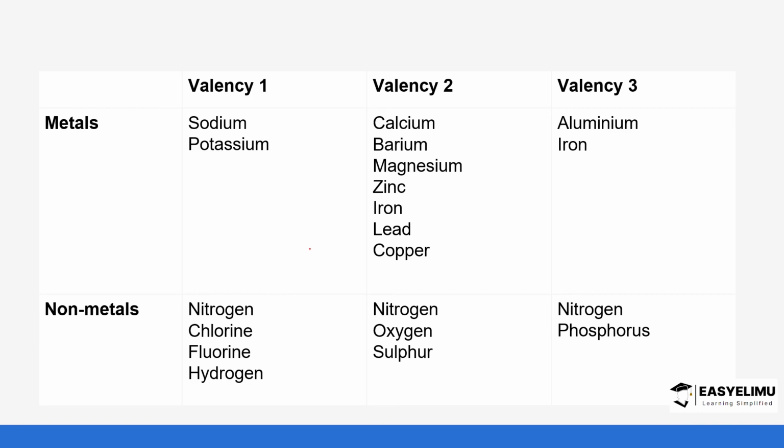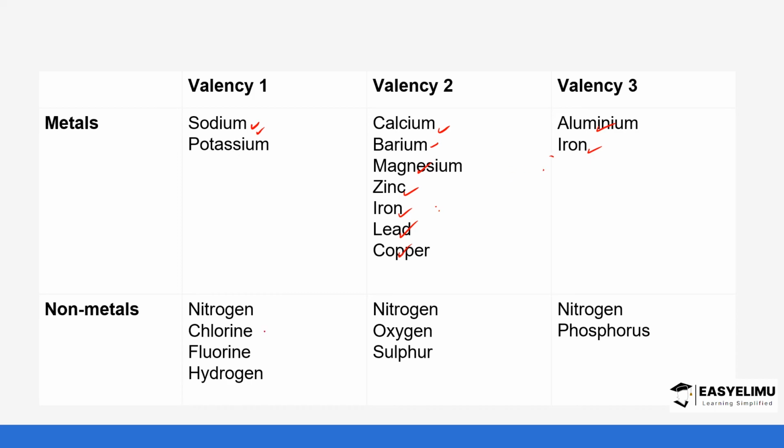And when we look generally at the atoms in the periodic table, the metals that have a valency of 1 are sodium and potassium. The ones that have a valency of 2 are calcium, barium, magnesium, zinc, iron, lead, and copper. And the ones that have a valency of 3 are aluminium and iron. Iron is occurring in 2 places because it can have variable valencies.